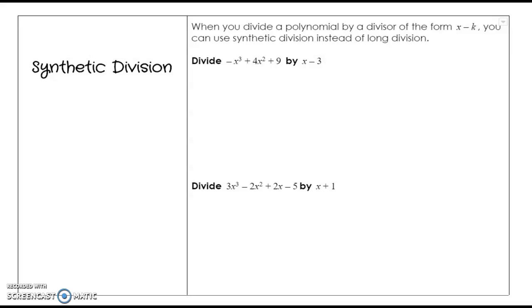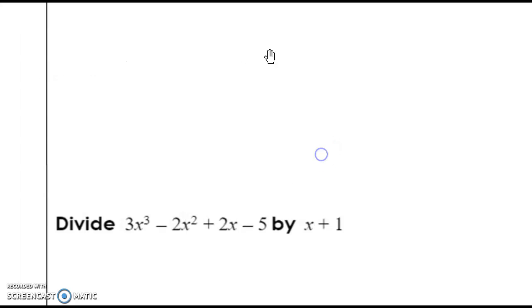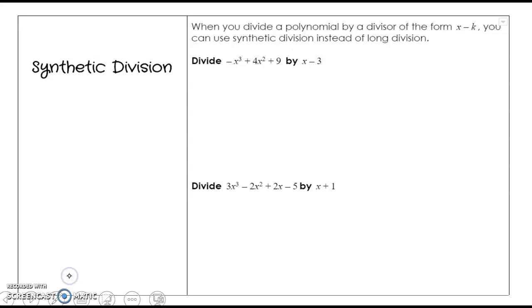So when we are doing this, we still have this first polynomial as our dividend. And the second, what we're dividing by, is our divisor. Now we want our divisor in the form x minus k, and our divisor is already in this form. It's already x minus 3, so our k value here is 3.